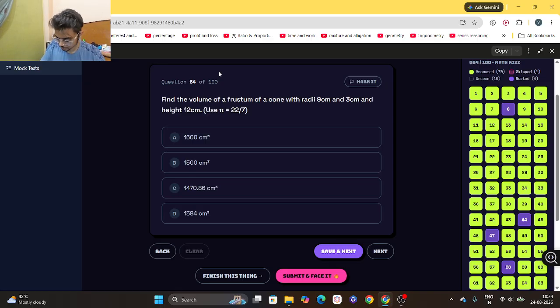So 1 by 3 into 22 by 7, R square is 81, plus r square is 9, plus Rr is 27, into h, which is 4. 22 by 7 into 90 plus 27 is 117. 117 into 4 is 468. 22 by 7 into 468.